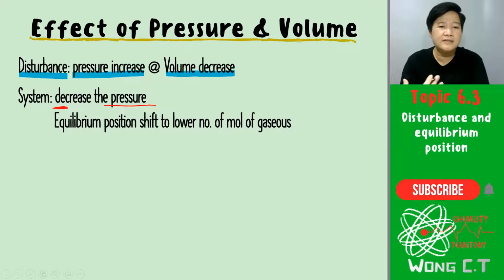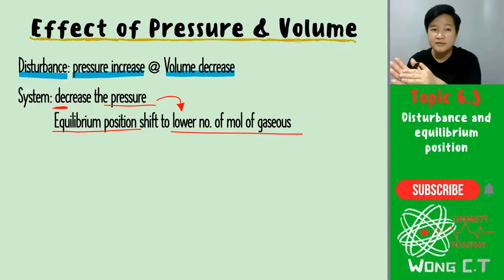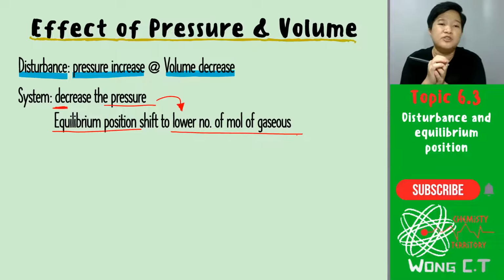So the question is, how can I decrease the pressure? Simple. We can decrease the pressure by shifting the equilibrium position to a lower number of moles of gases. Remember when you calculated the total number of moles of gas on the reactant and product side just now? This is the time that we use it.